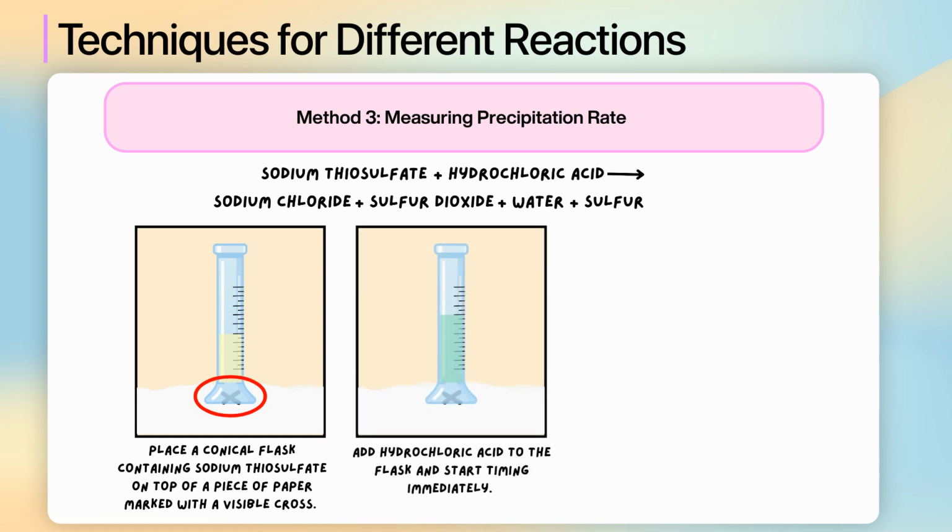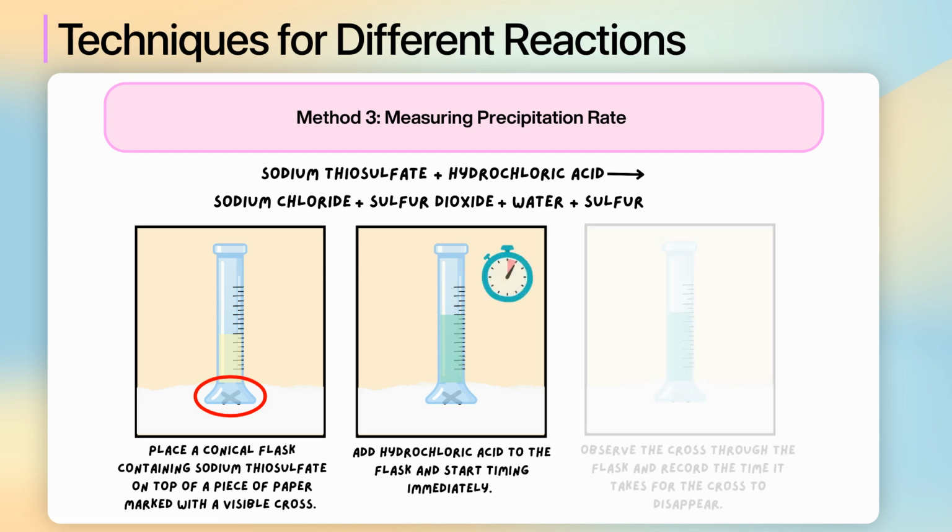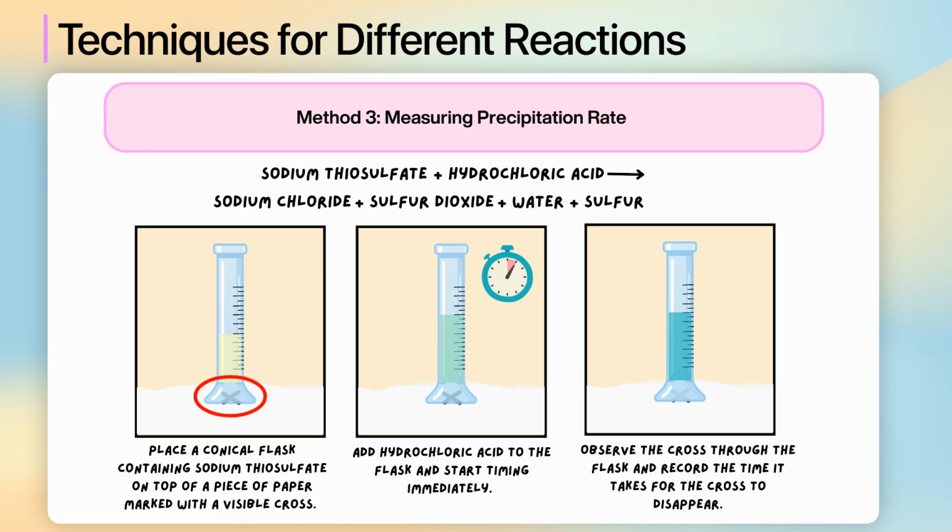Add hydrochloric acid to the flask and start timing immediately. Monitor the visual change by observing the cross through the flask and record the time it takes for the cross to disappear. This happens as the precipitate clouds the solution. The quicker the cross disappears, the faster the reaction.